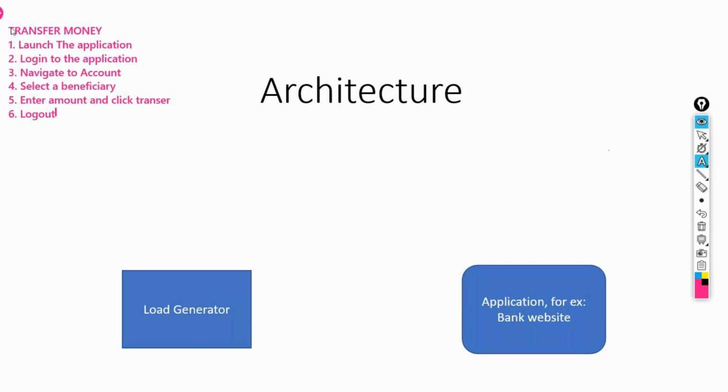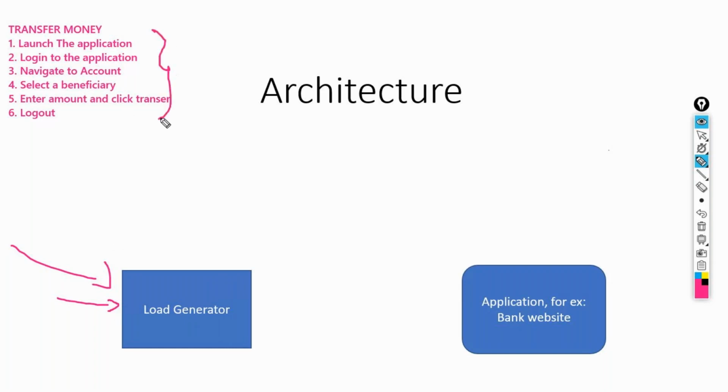Now, if I have to test the performance of the transfer money scenario, I have to run these steps with multiple users, right? So I have users ready here. I can simulate like 100, 500, or 1,000 users with this component. Now I have to run the scenario, run these steps. These steps I have to run if I want to test the performance of this.